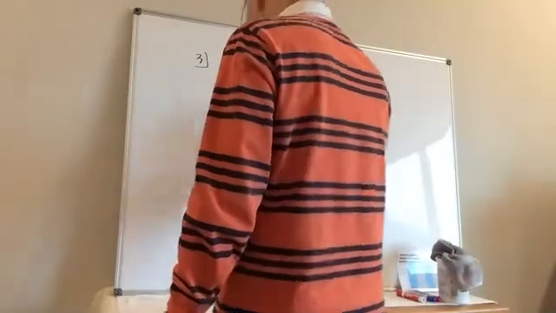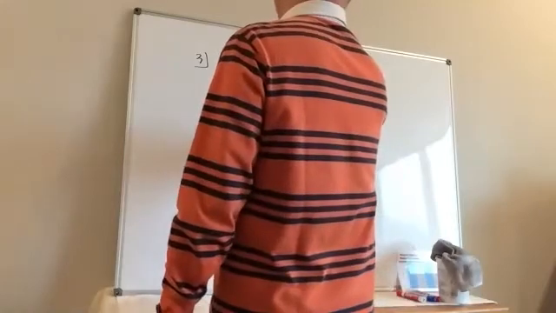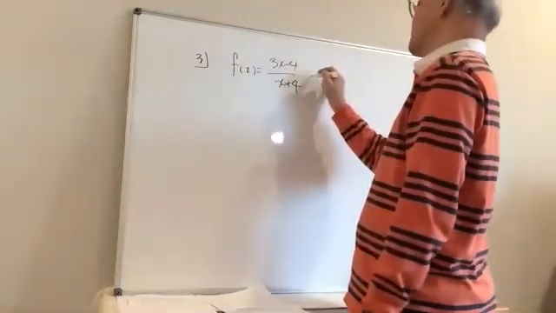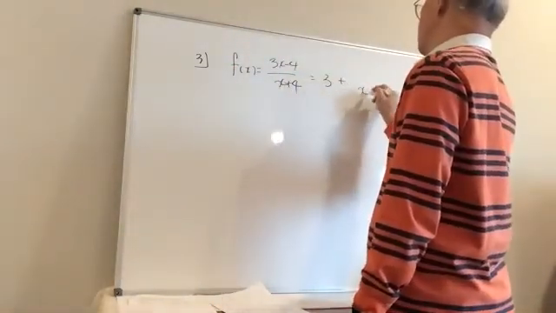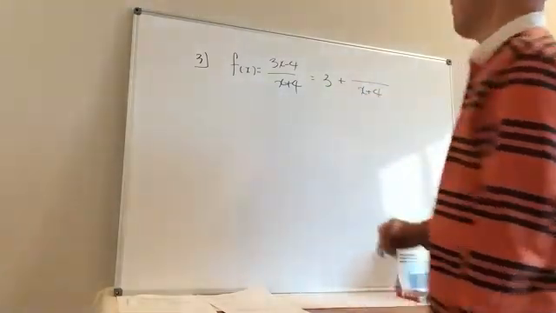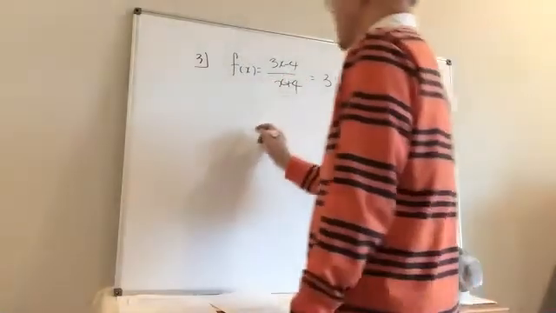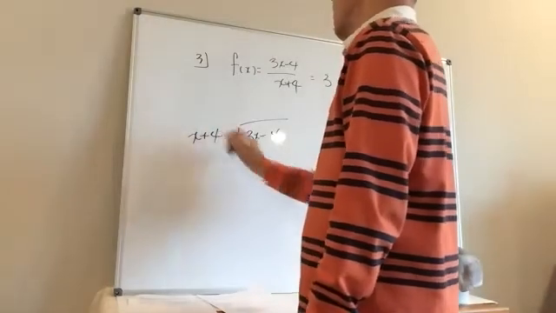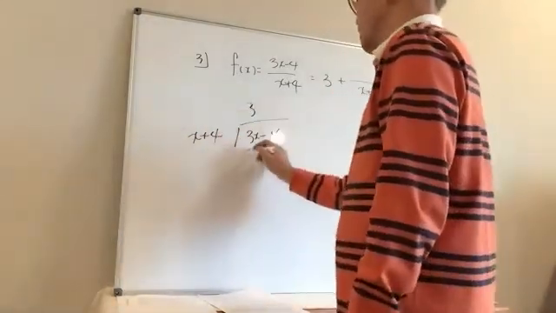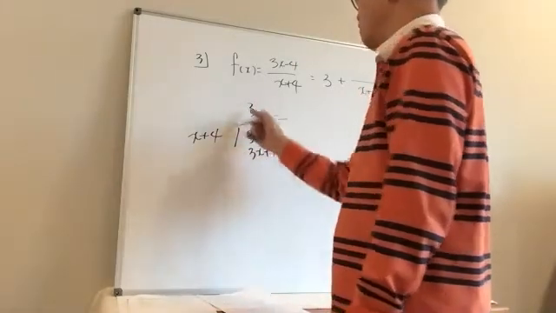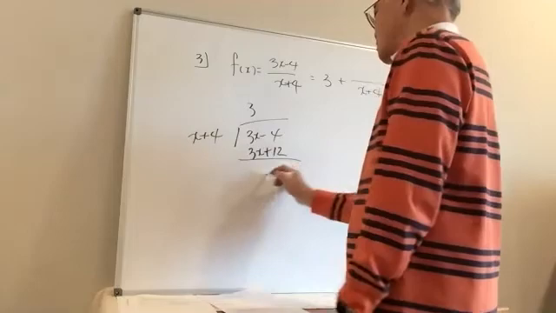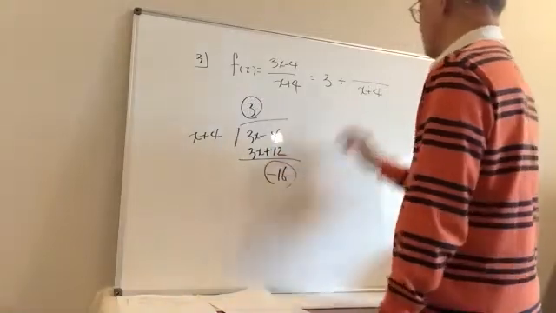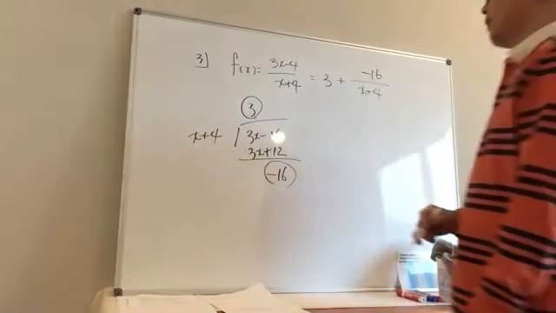f of x is equal to (3x minus 4) over (x plus 4). Okay, so this is the same as 3 plus something over x plus 4. What's my leftover? Basically, I am doing the long division here, right? x plus 4, so I'm going to get 3x plus 12, because 4 times 3 is 12 right here. I subtract, I get negative 16. So 3 is my quotient. This is my remainder. So this is what I get.